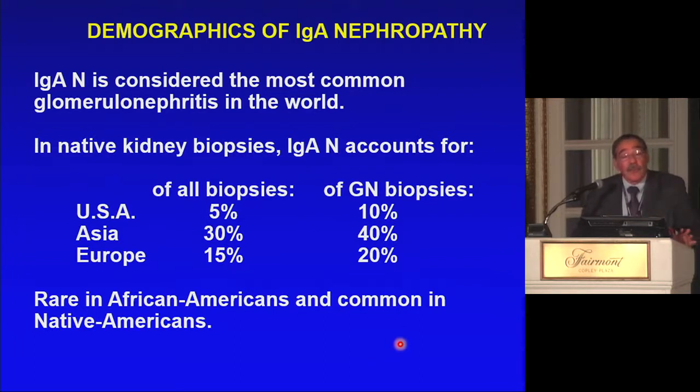IgA is considered the most common form of idiopathic glomerulonephritis in the world. If you take native kidney biopsies, it makes up actually 5% of all the biopsies in the United States. But if you look at Asia, it's 30% of all biopsies and 40% of all glomerular biopsies. It is rare in African Americans, and we have some understanding of this, and it's common in Native Americans.